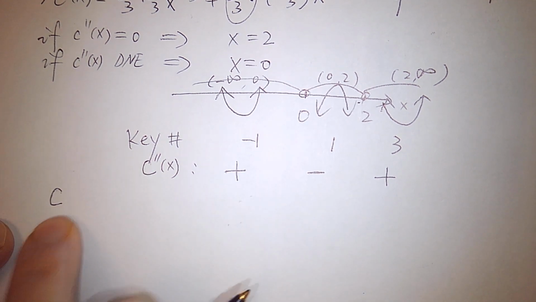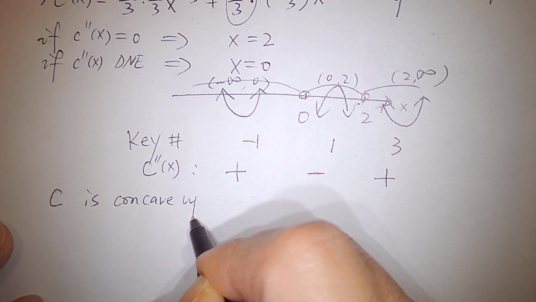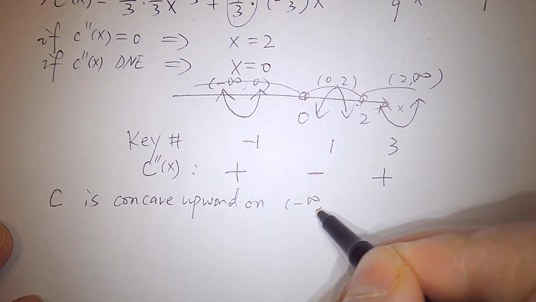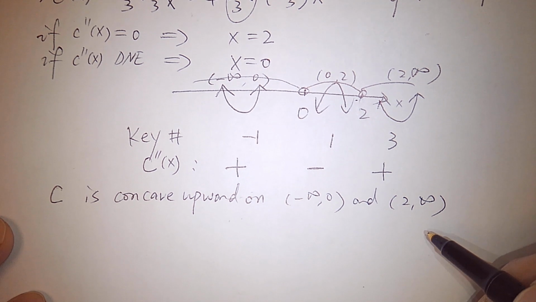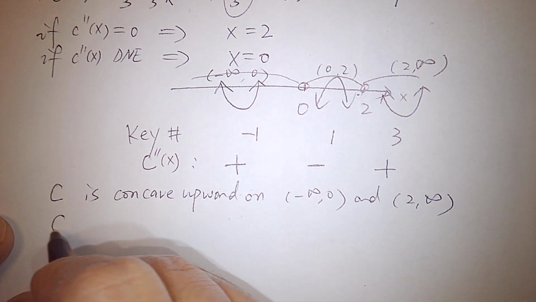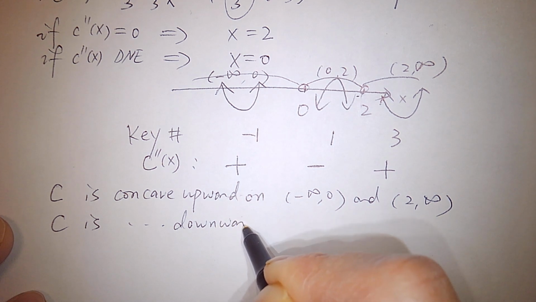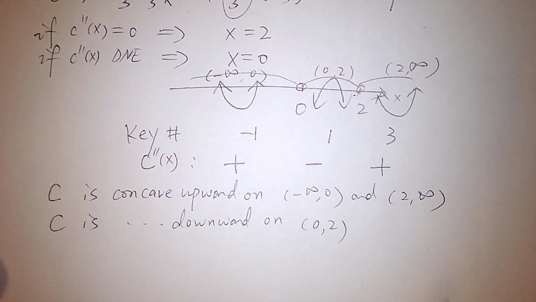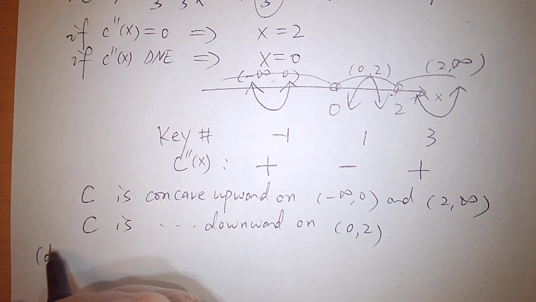Function C is concave upward on what interval? From negative infinity to 0 and 2 to infinity, right? And C is concave downward on what interval? 0 to 2. Right? This is question C. Now question B.